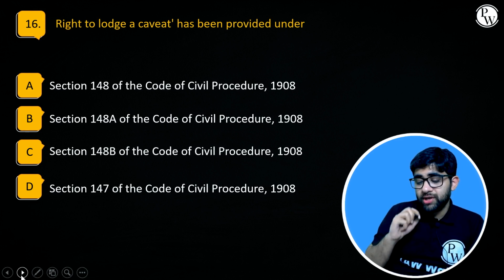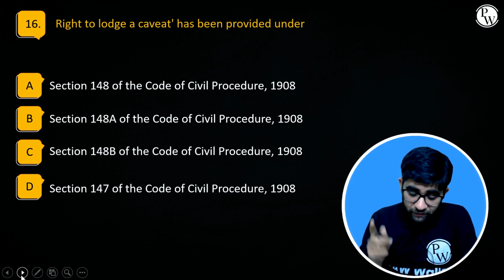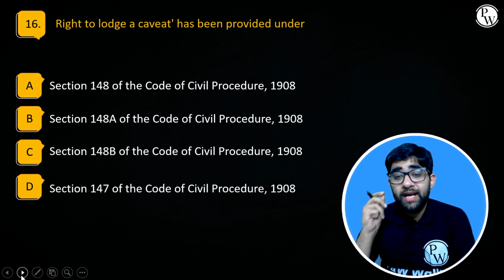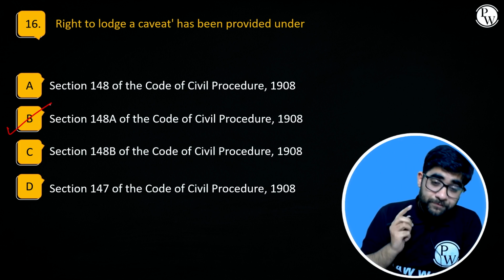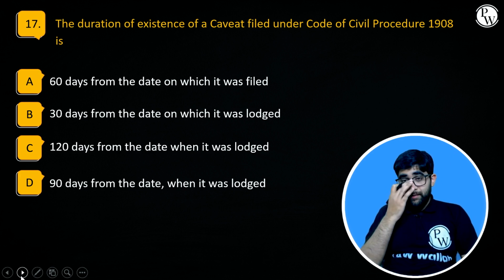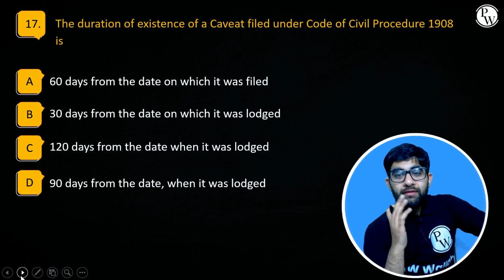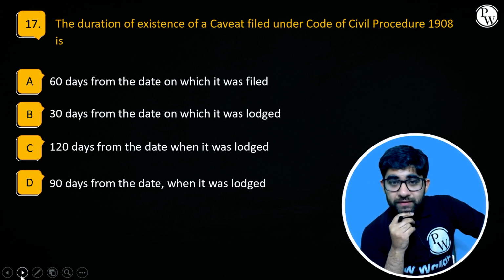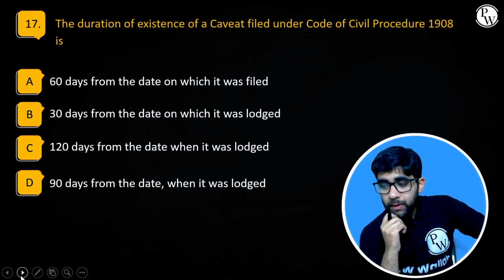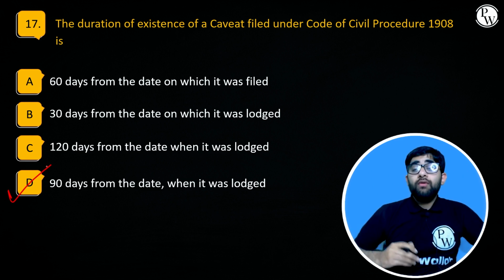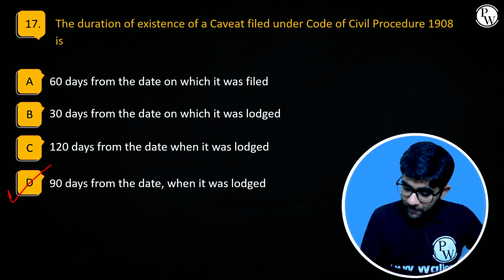Next, the right to lodge a caveat has been provided under 148, 148A, 148B or 147. The answer to this is 148A. Next question, question number 17: the duration of existence of a caveat filed under the Code of Civil Procedure 1908 is 60 days from the date it was filed, 30 days, 120 days or 90 days. The answer is 90 days. Now, why is a caveat filed?